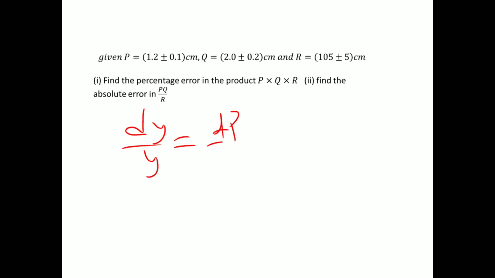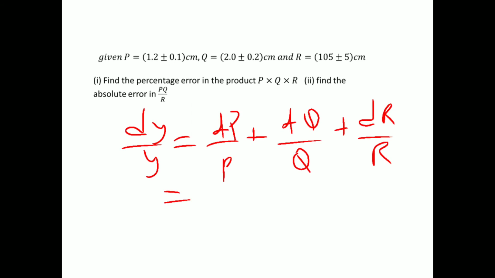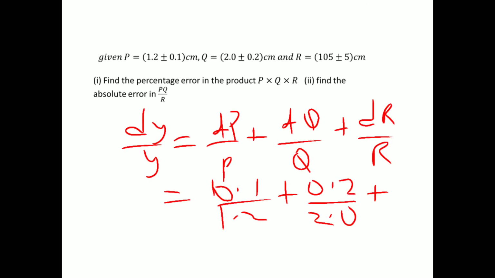is equal to dp over p plus dq over q plus dr over r. Okay, now dp, sorry, dp is 0.1, that's the error in p, all over p is 1.2. Then plus dq over q, error in q is 0.2, all over q itself is 2.0. Then plus dr over r, error in r is 5, then r itself is 105. Okay, so let me calculate that quickly.